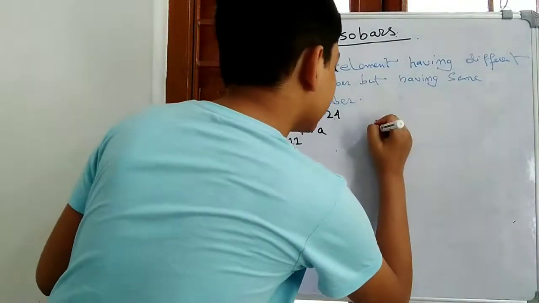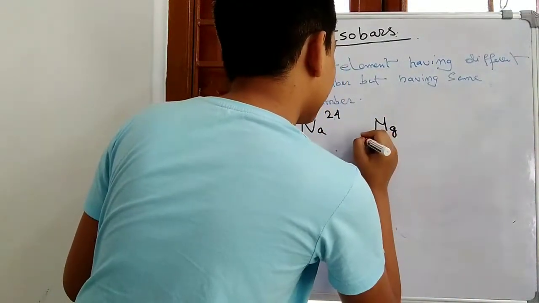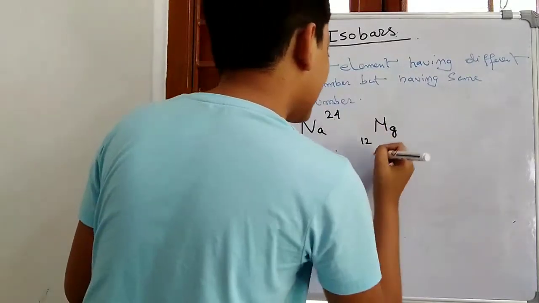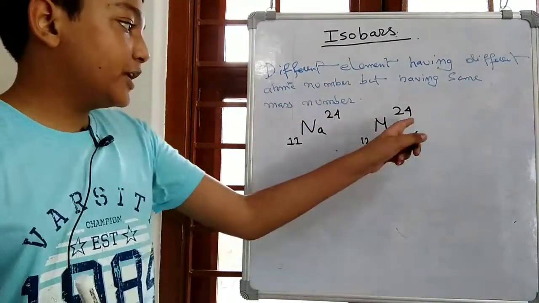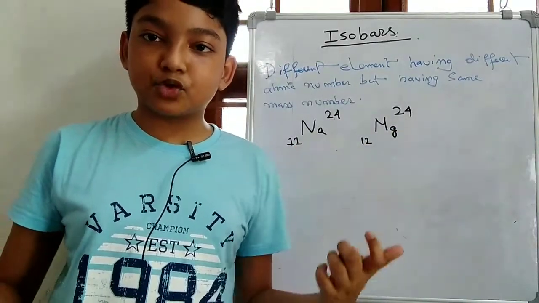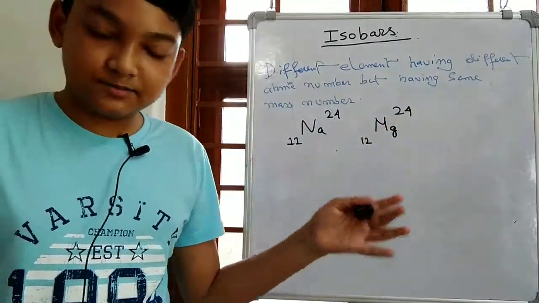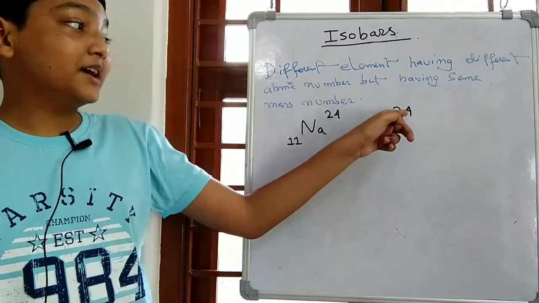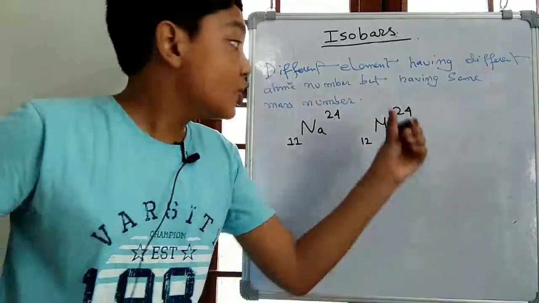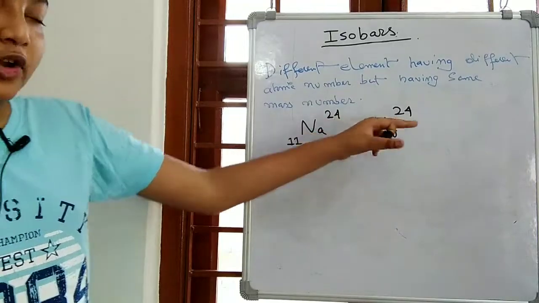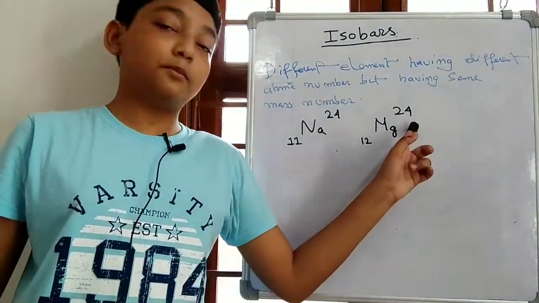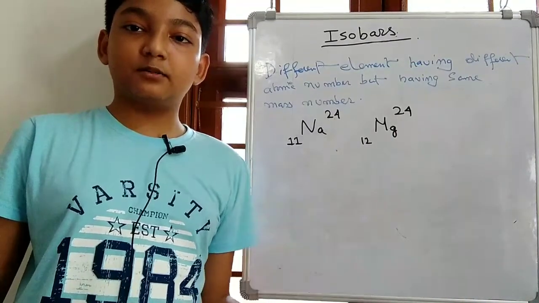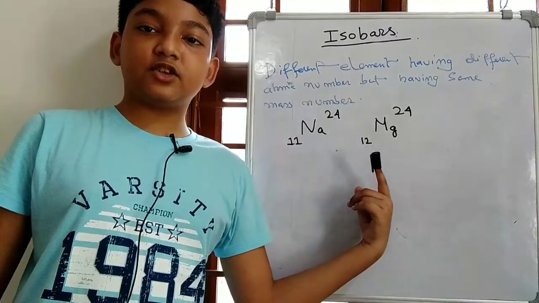And another thing, which is magnesium, Mg. What is the number of protons, the atomic number? It is 12, and it has 24 as its mass number. So 12 is the protonic number, or the atomic number, and magnesium has the mass number as 24. See, 24 and 24, it is equal. This is the mass number. This is also the mass number. This is the atomic number. This is also the atomic number.